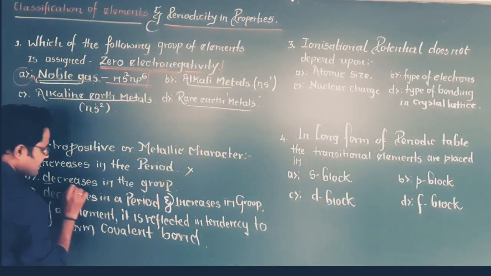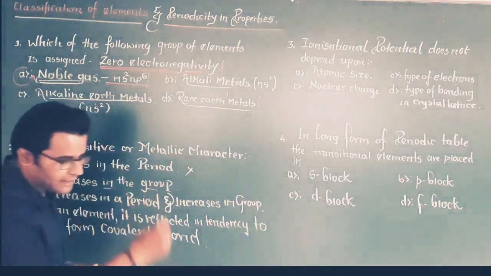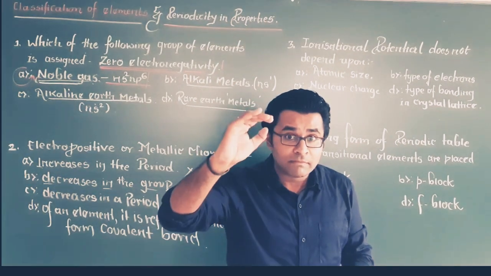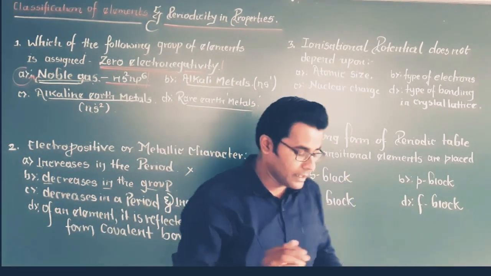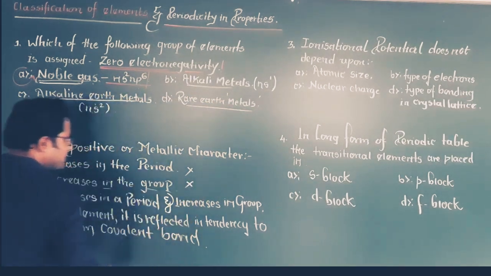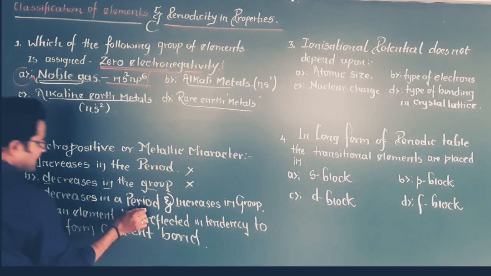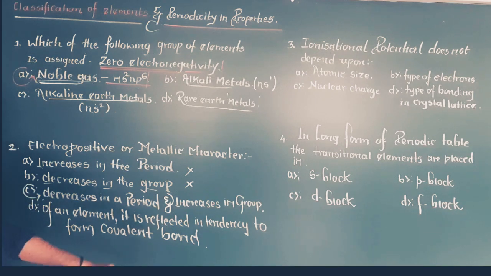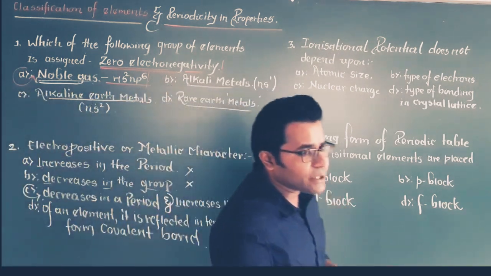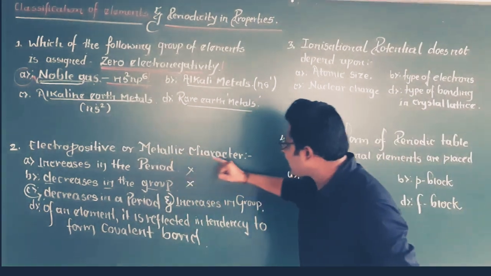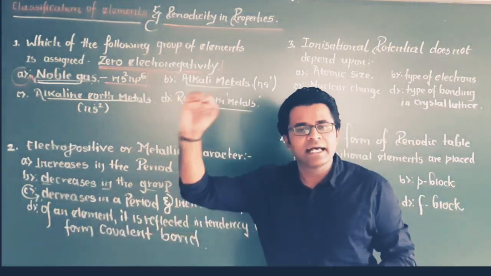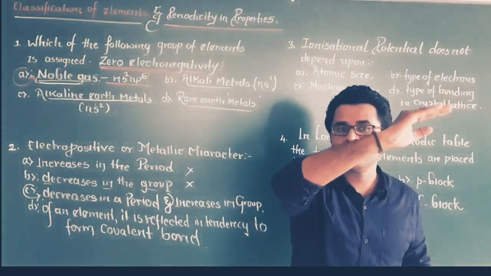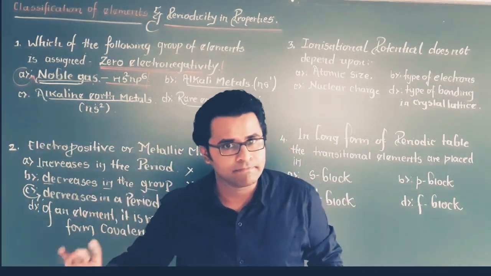Going forward, decreases in a group? Again, it's exactly the opposite. As we travel from top to bottom, metallic character goes on increasing, so this is not accepted. Decreases in a period, yes. Increases in a group, yes. So our answer is option C, right? The electropositive or metallic character increases as we go from top to bottom in a group and decreases as we go from left to right in a periodic table.